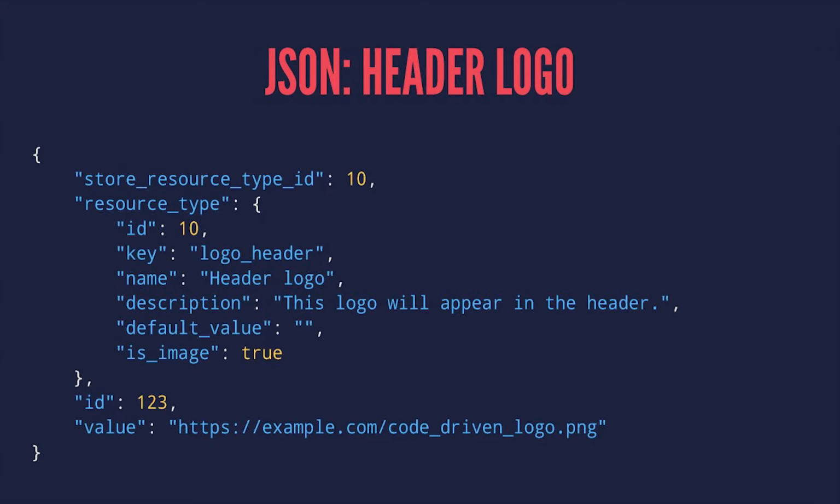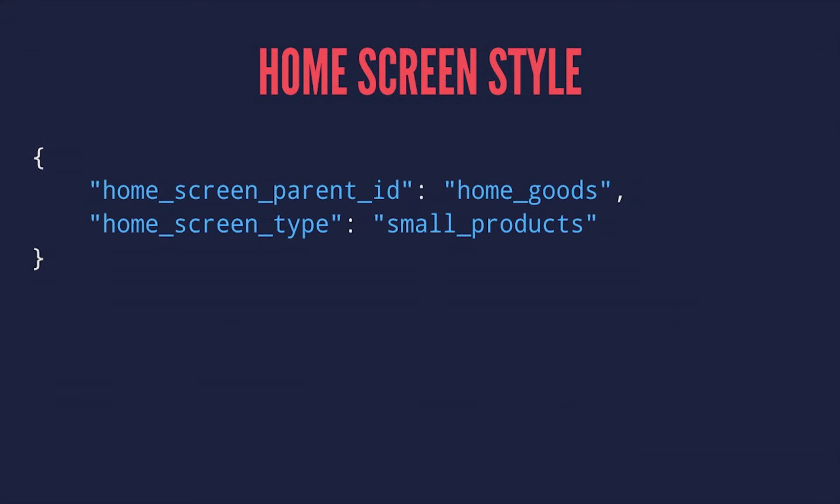For images, for instance, the header logo, it has all the same keys that you noticed before, but now we have no default value here, which is where we default to that text label with the retailer's name. And then the value is an image URL instead of the hex value. The home screen style looks a bit different. In this case, we're showing small products that belong to the home goods category.